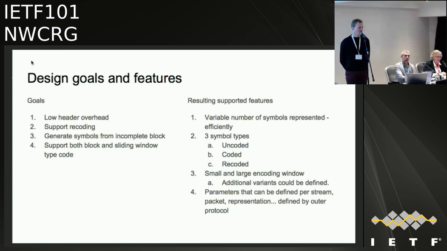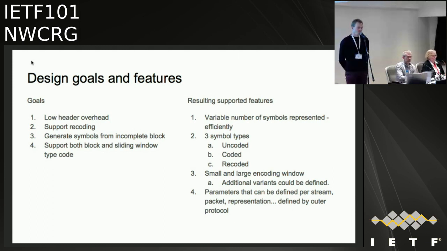So the features that we have included as a consequence of this is a variable number of symbols that can be represented in each of these representations, because usually we have fixed symbol size, and that means that the only thing that we can vary is the number of symbols we put into each representation, unless we want a representation for each symbol. And if we have that, then we have an overhead for each of the symbols we put in. So that seriously limits the flexibility we have.